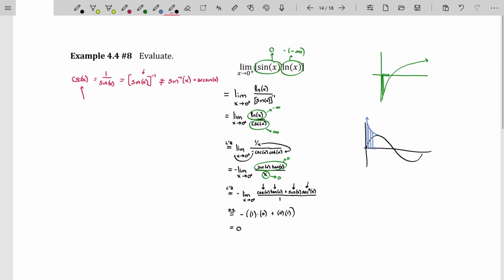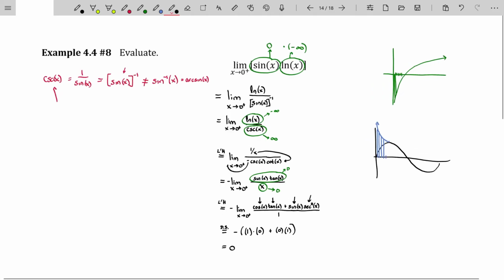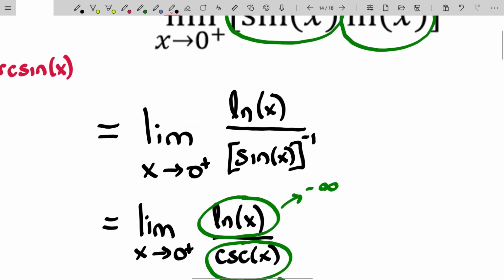Again, there are examples of evaluating limits of the form 0 times infinity. The goal is really to write them as fractions. Leave the function that's going to change forms with its derivatives in the numerator, and move everything else to the denominator.